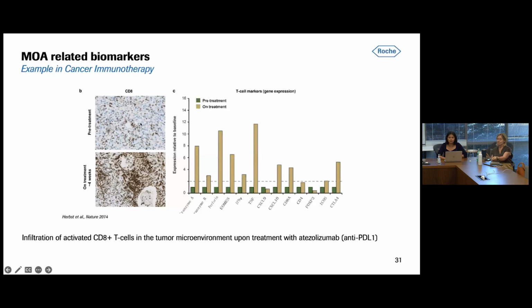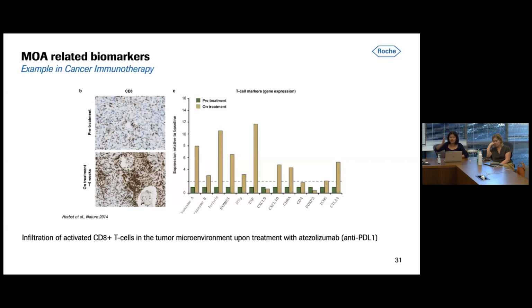And this is an example where we had a post-dose biopsy. This was a renal cell carcinoma patient. We had a pre-dose biopsy rather, where you can see the brown dots that represent CD8 positive T cells. This patient, we received a 4-week on-treatment biopsy that's in the bottom here. And this 4-week on-treatment biopsy, we looked at CD8 positive T cells again. And what we observed was a dramatic increase in the number of CD8 positive T cells in the post-dose biopsy compared to the pre-dose biopsy. Now, this is what we call an MOA-related biomarker.